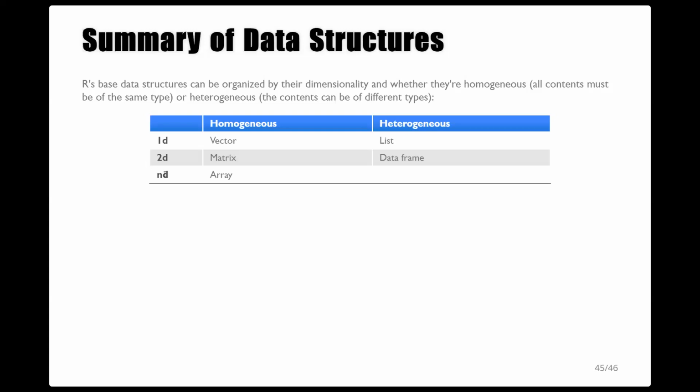And this slide gives a summary of data structures we've introduced so far. They are organized by their dimensionality and whether they are homogeneous or heterogeneous. In other words, whether all contents are of the same type or the contents can be of different types. You may wonder which cell factors should belong to. Yes, it should be put along with vector in the first cell.